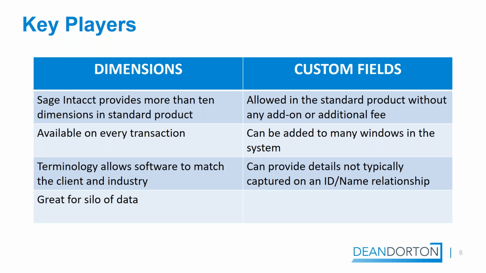The second part is the custom fields. So custom fields are also available in our standard product. There is no add-on fee. We don't have to add on any new subscriptions. It is something that is available inside of the standard product. We also can add this to many windows in the system, whether we are wanting to add the custom field piece onto the header for a bill or a journal entry. We can add additional fields into those windows.